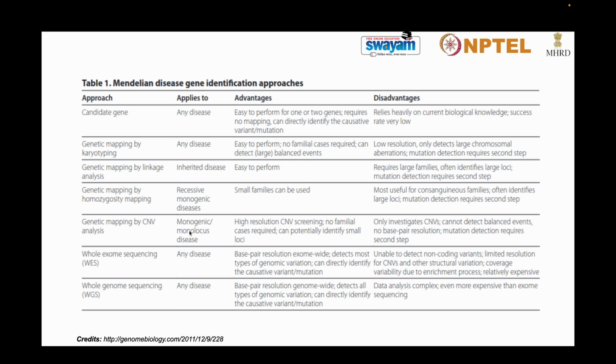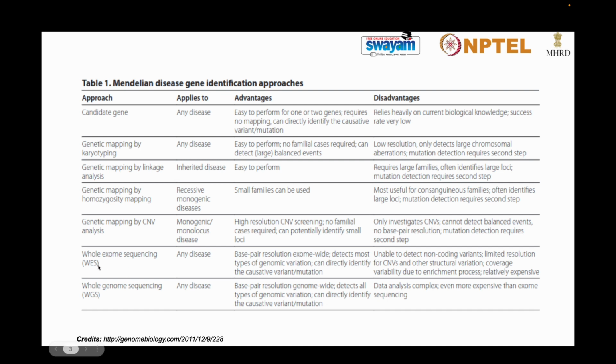So this drawback is overcome by CNV analysis, in which it can identify small loci as well. The disadvantage of this method is that it only investigates the CNVs, or copy number variations. So it cannot detect balanced events, and there is no base pair resolution. Mutation detection again requires a second step. It can only investigate copy number variations, and if there is some balanced event, it won't be able to detect that. So that was the disadvantage with this method.